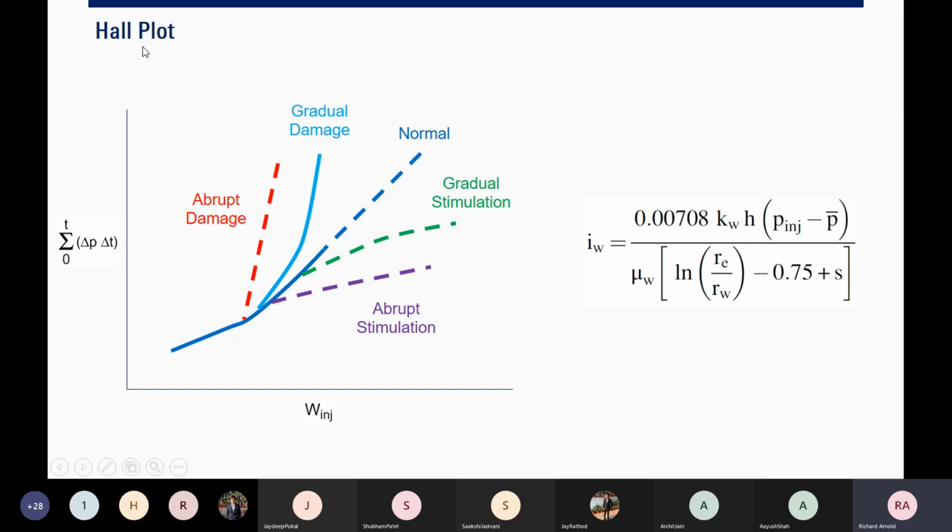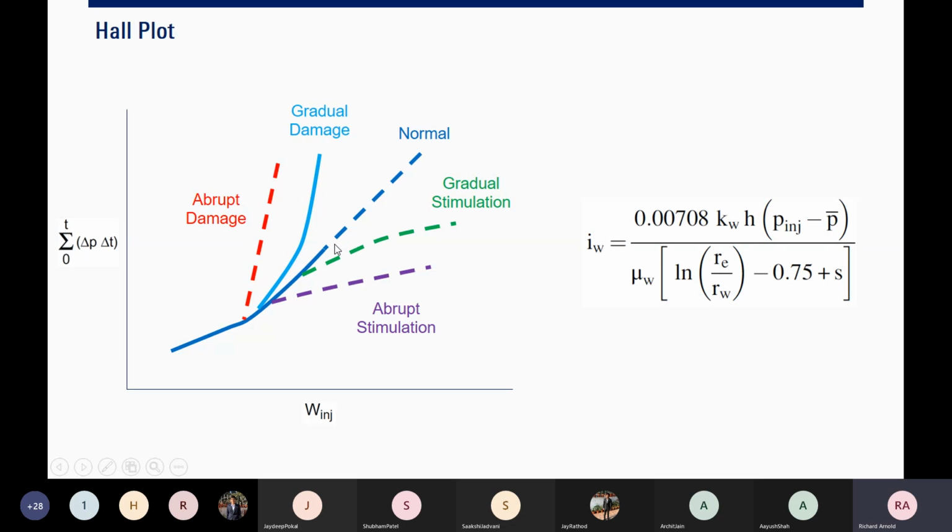All right. Next, we discuss the Hall plot. It is also very important for analyzing the injectivity of each of our injectors. We plot it this way. It is derived from injection analysis using Darcy flow, assuming a radial or pseudo steady state flow regime. Okay, if you follow this trend, it means that you have normal injection. Your injectivity is constant.